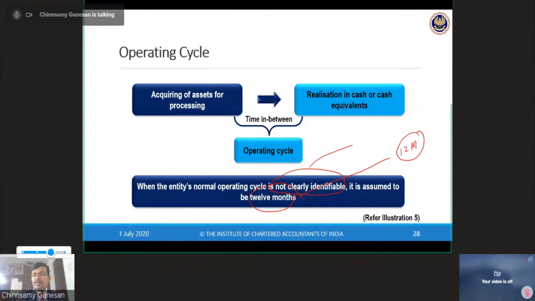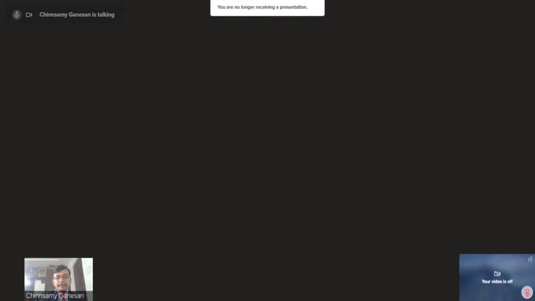We will go to the current and non-current classification a little later. To understand this, I'm just going to share one Word file which is containing certain examples.